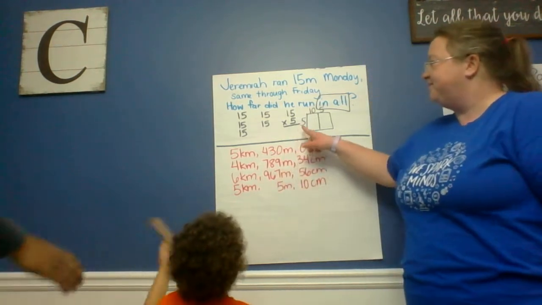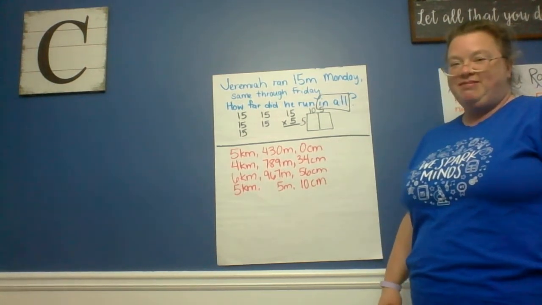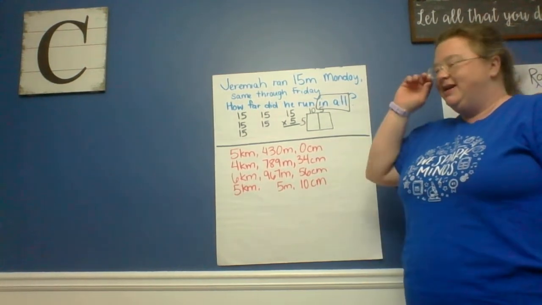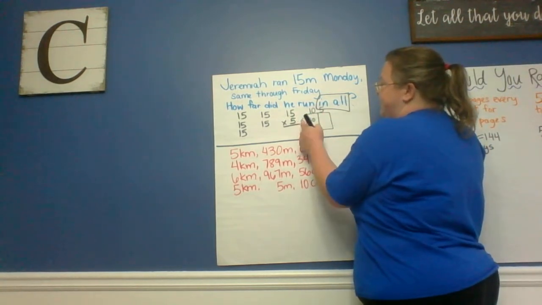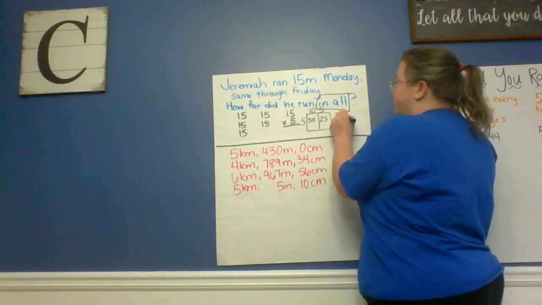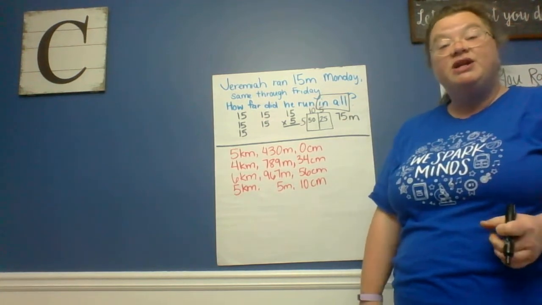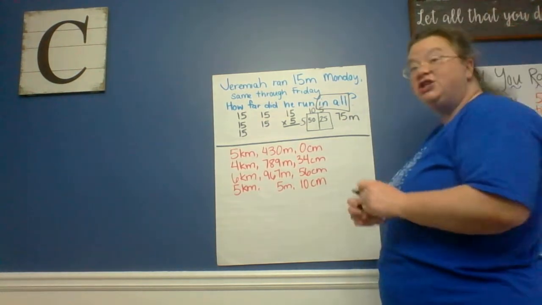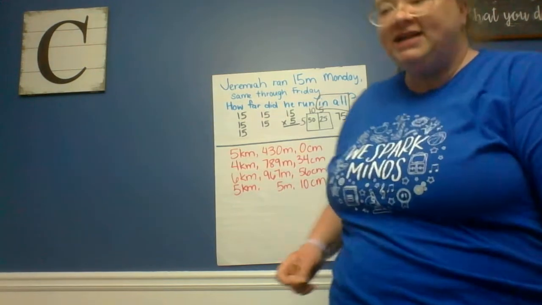All right, so if I multiply this way, he wants to be in math class with you guys. I'm sorry. If we multiply this, we do 5 times 10, which is 50, and 5 times 5, which is 25. And then we add those up for a total of 75 meters. So he ran a total of 75 meters. Good job, Jeremiah.